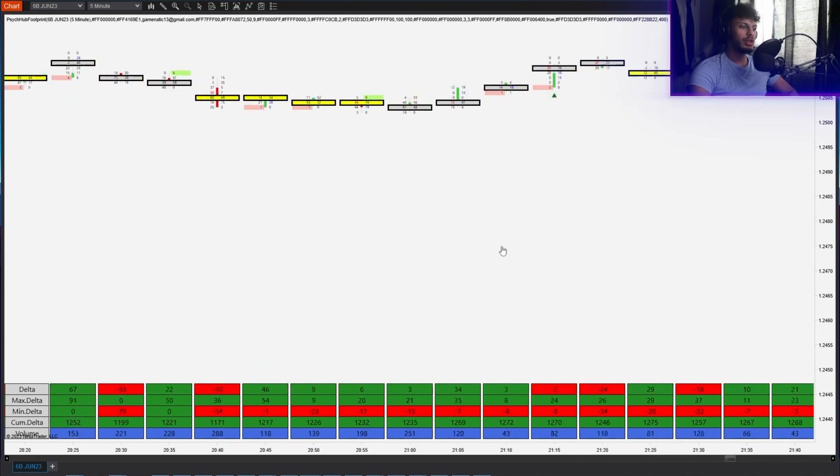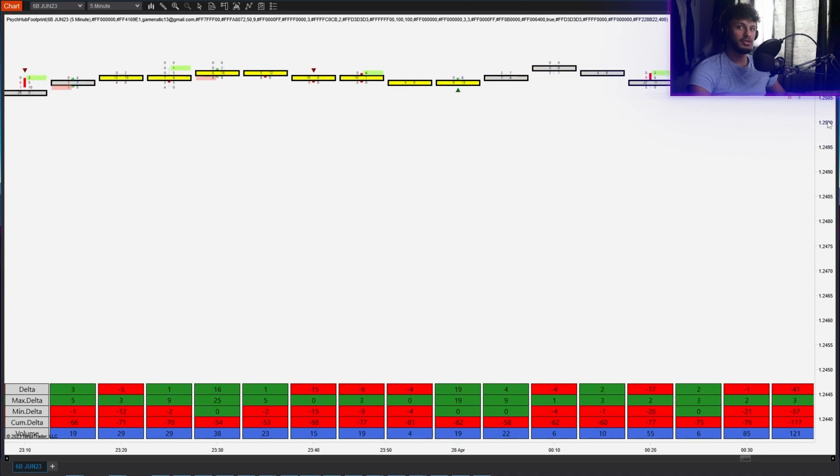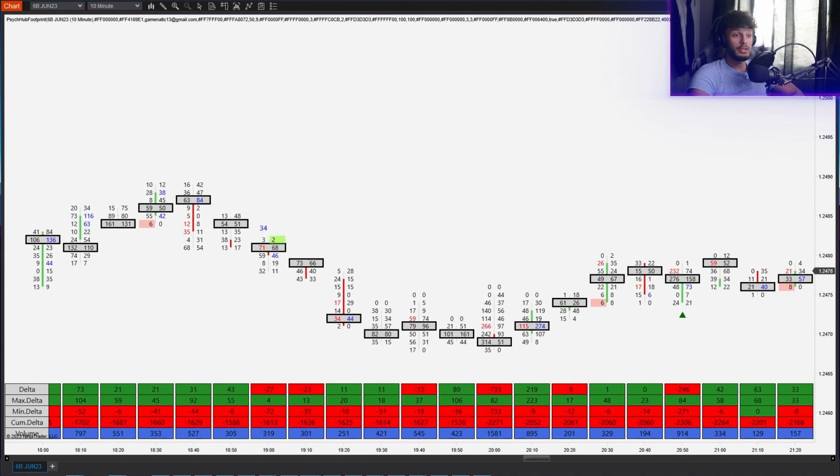Okay. I'm going to give you guys one more example. I'm going to keep this lesson short, sweet, and simple. Here's another very good example of absorption. Now, it's not as prominent as you'd like it to be, but it is absorption. Take a look at all these candles and look at the sizing of these candles, right? Take a look at all of them. 43, that's the size. 27, that's the size.